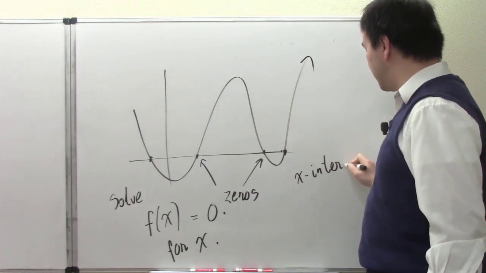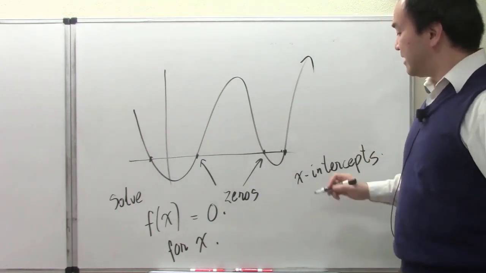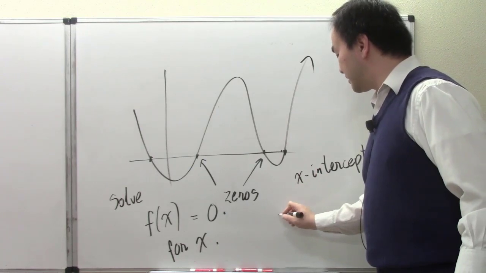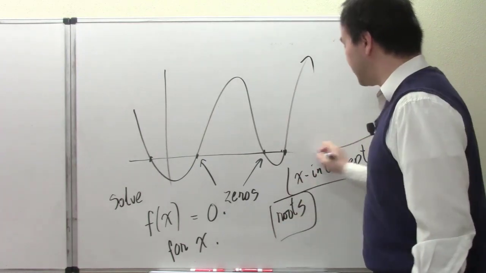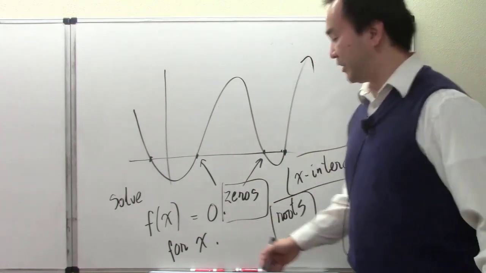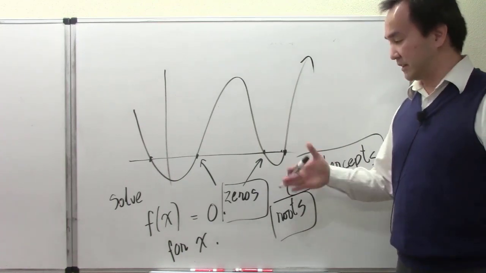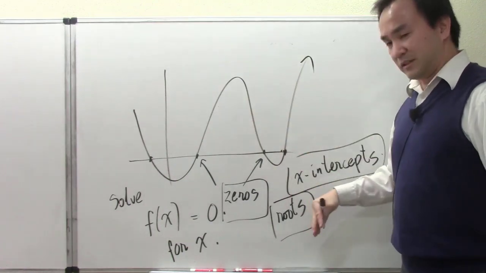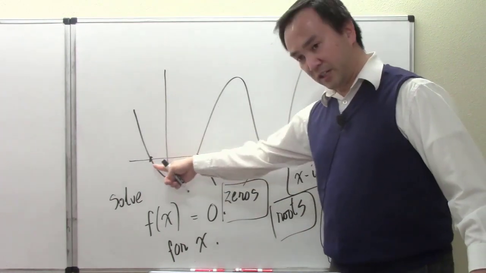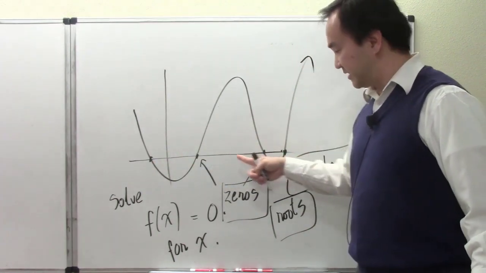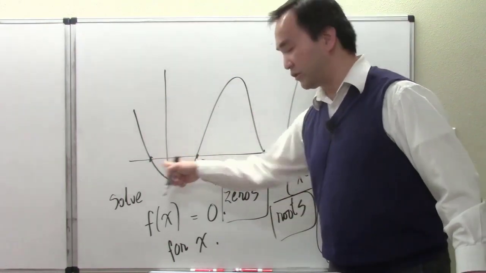There are so many ways of calling these. Sometimes these are also referred to as roots. So you can call it x-intercept, you can call it zero, or you can call that solutions. The solution is sort of the most general way of calling it. But basically, we're looking for the x values. There could be more than one place on the x-axis where the graph crosses the x-axis, and that's what we're trying to look for.